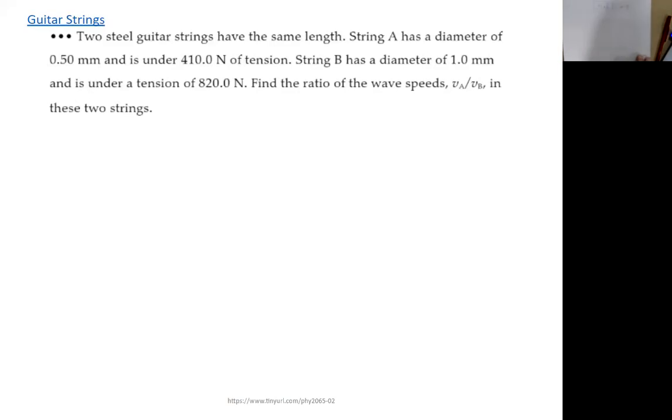Now there is some information given here. I'm going to write it down. So D_A, I think it says diameter, equals 0.50 millimeter. D_B equals 1.0 millimeter. Tension in A is equal to 410. Tension in B is equal to 820. And that's about it. You're looking for VA over VB. What's the ratio of this?